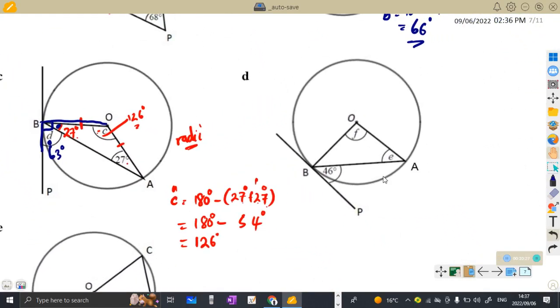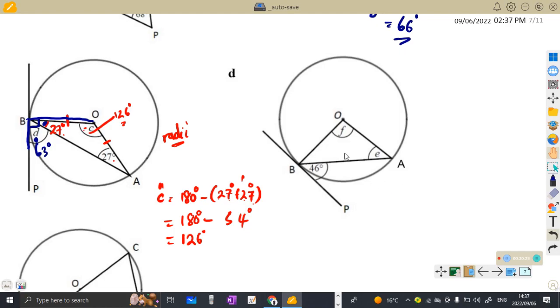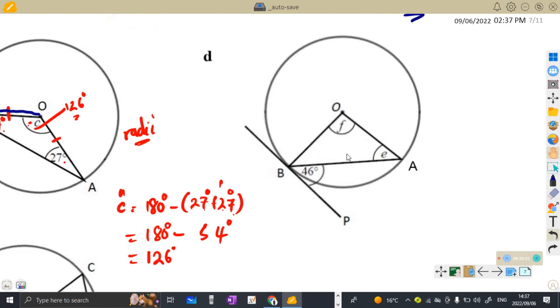Okay, let's see the D part. We want to calculate the value of F, E and F here. Let's try to adjust our circle like this. So what can we do? We've got a tangent here. Remember, OB is a radius. Here we've got a radius, so these two meet at 90 degrees.